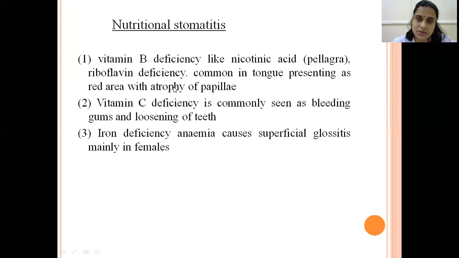How do you treat these nutritional stomatitis conditions? Just supplement the deficient vitamins. Vitamin B complex, more commonly nicotinic acid and riboflavin. Next, vitamin C supplementation, and iron and folic acid.